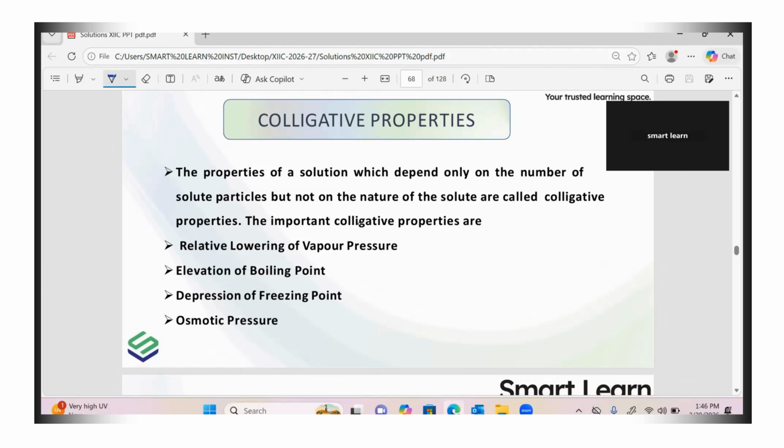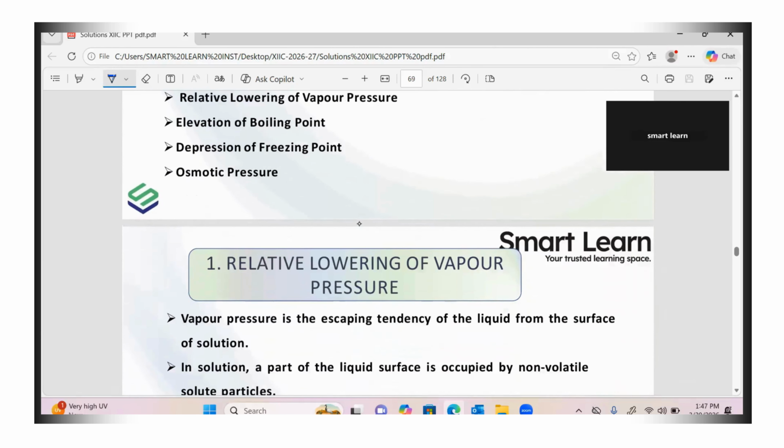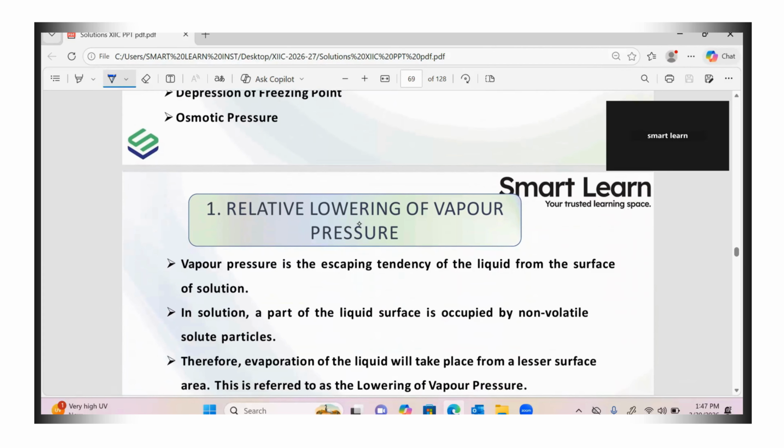When such a solute is added to a solvent, solvent molecules escape into the vapor phase while the solute remains in the liquid phase. This is the main reason why colligative properties are observed. There are different types of colligative properties: relative lowering of vapor pressure, elevation of boiling point, depression of freezing point, and osmotic pressure. First one, relative lowering of vapor pressure.